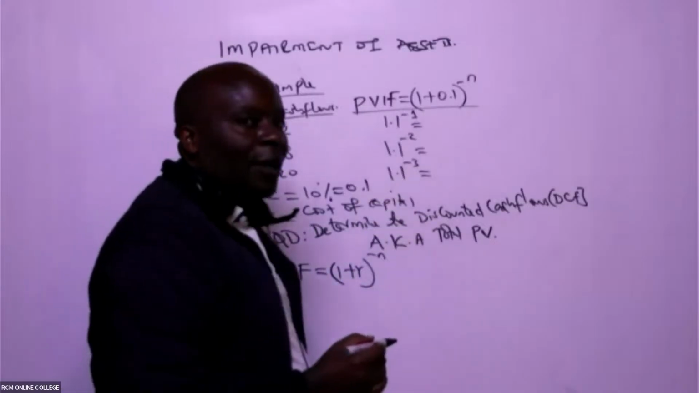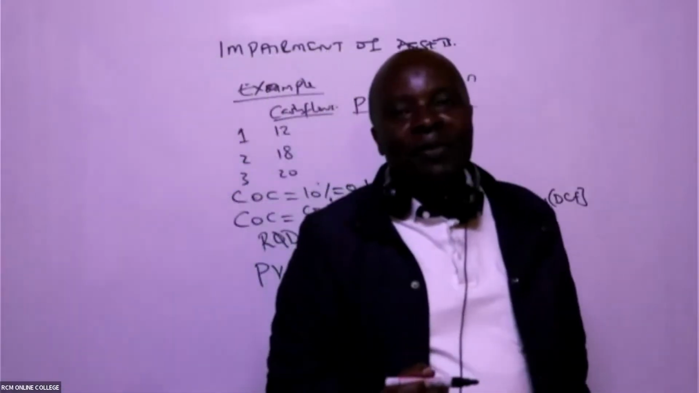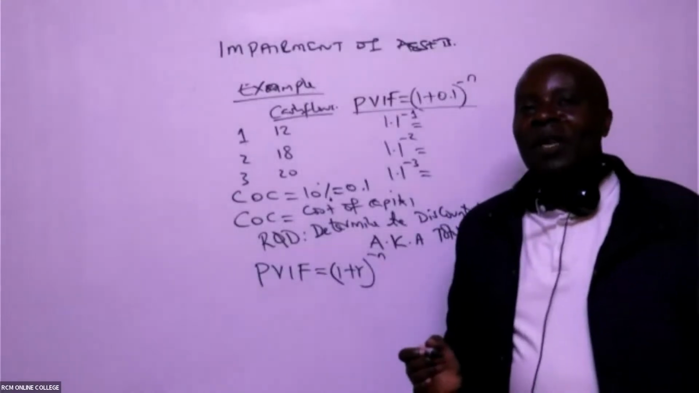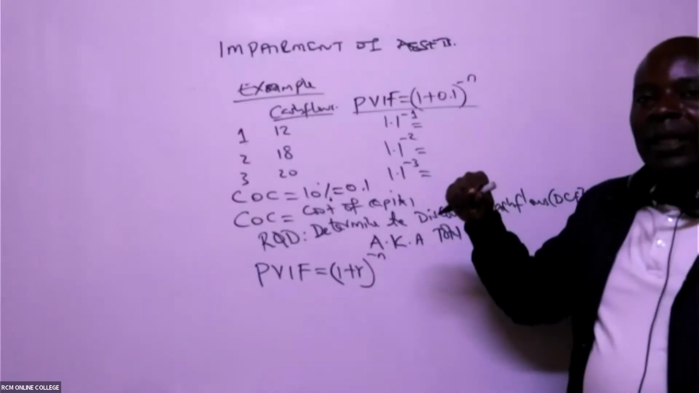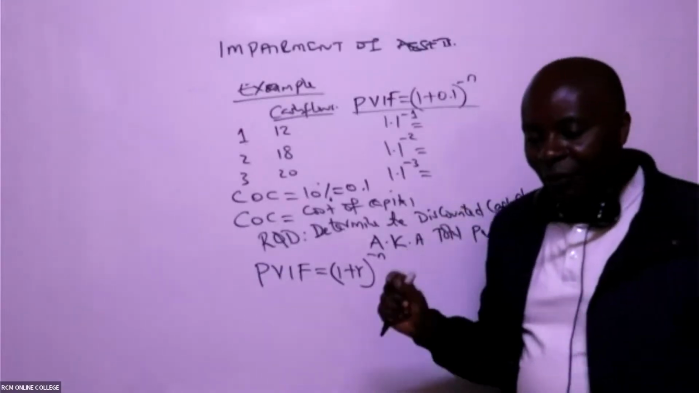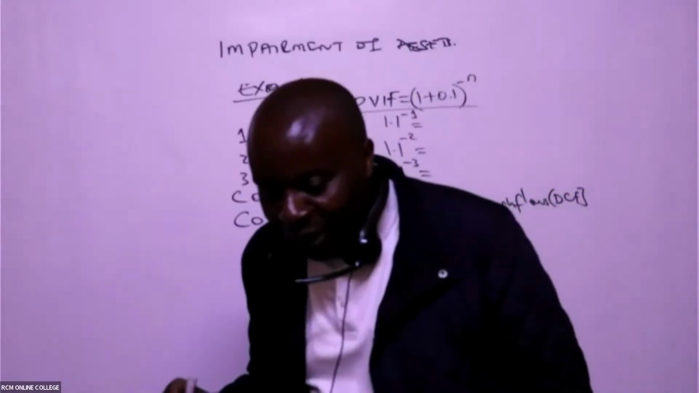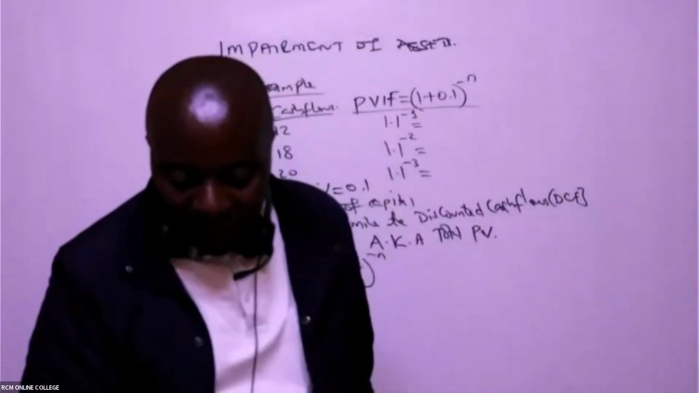You see, in AFR, I've never seen them giving tables. At times, they'll give you these discounting factors in the question. But in AFR, we must cram the formula.